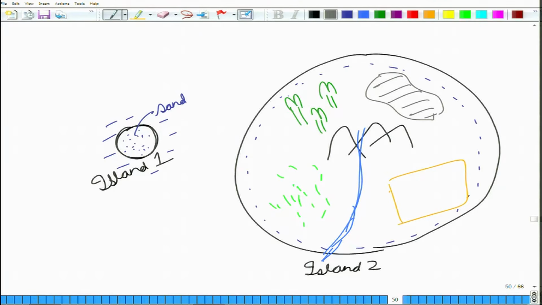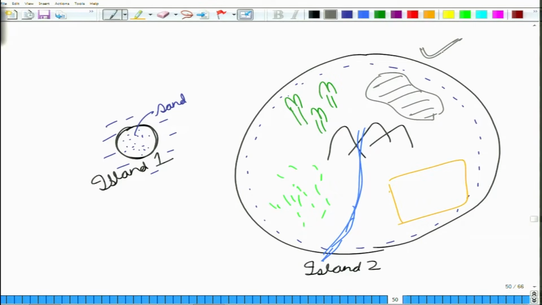Now island 1 would be able to support a very smaller biodiversity, because every species has specific requirements regarding its habitats. So it would only support those species that can live on sand or can live on the confluence between sand and water.